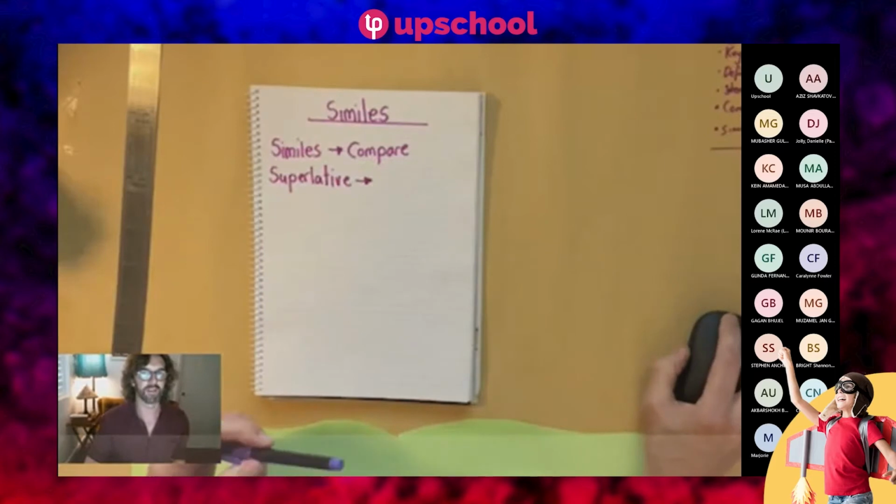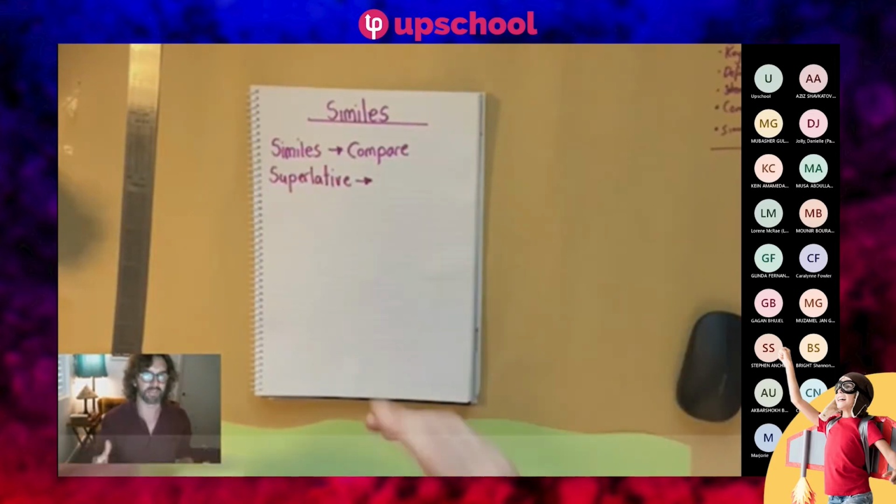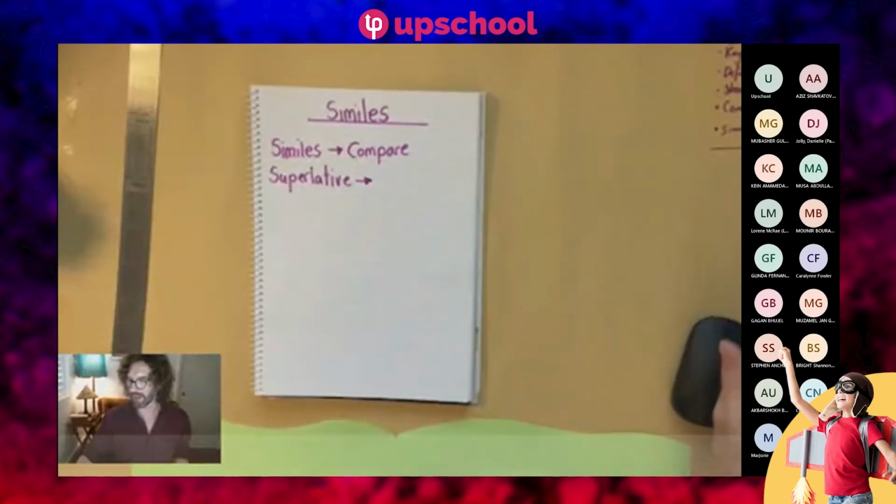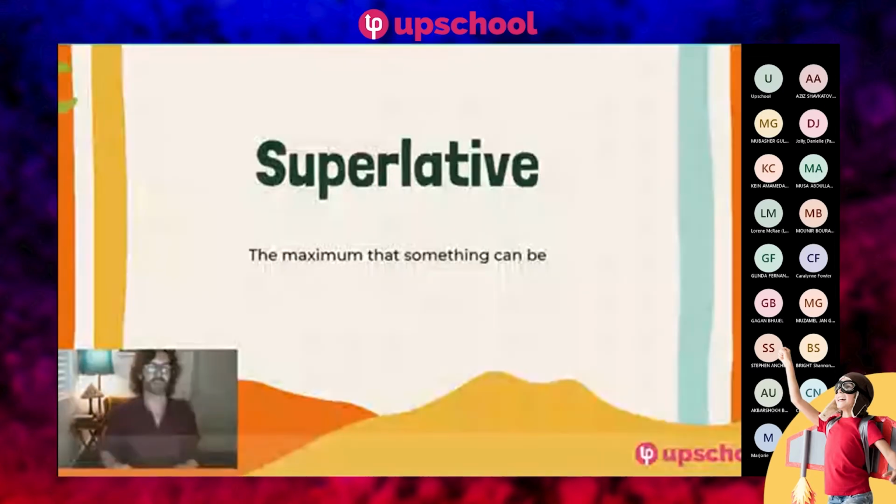Now, for those people who do not know what a superlative is, let me help you. Well, a superlative is what we use when we want to talk about the maximum, the biggest, the fastest. We use a superlative, and that really helps us with our definitions. So let's just go to a definition of that so you can understand what it actually means. A superlative, here it is. It's the maximum that something can be.